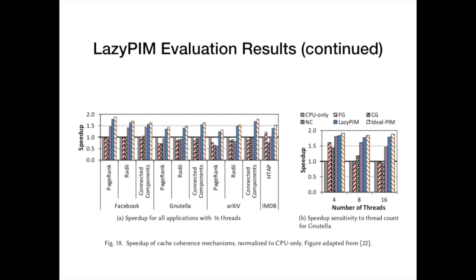So, in summary, lazy PIM is a very efficient way of providing cache coherence between PIM cores and the main processor without significantly increasing the traffic on the main memory channel and increasing performance by roughly 50% over the next best method.